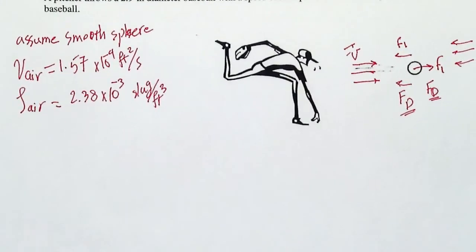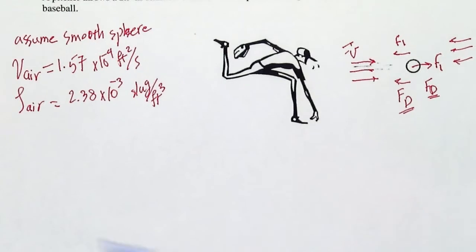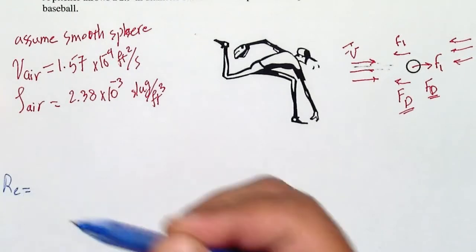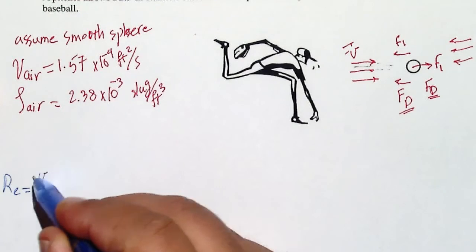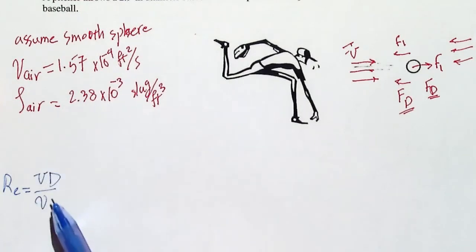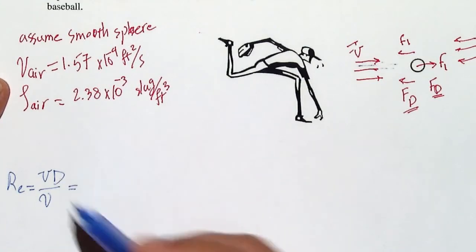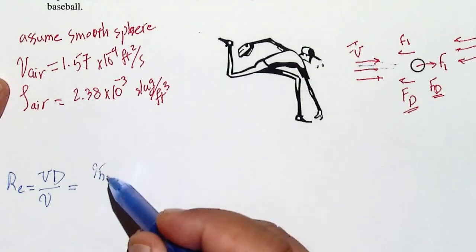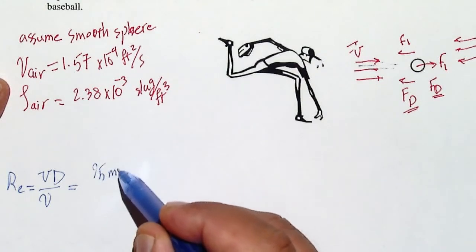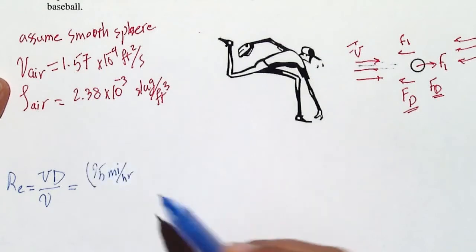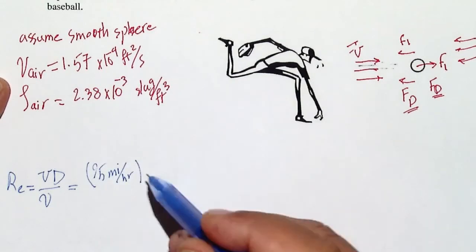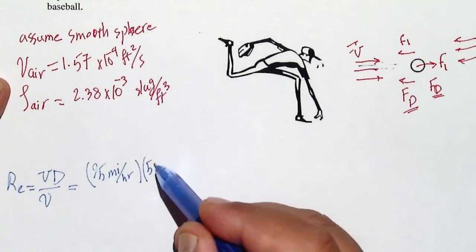Okay, so what should I do for the first part? At first I have to find out the Reynolds number, right? That's the first thing that you have to find. The Reynolds number is UD over nu, which is the equation for Reynolds number. So velocity times the characteristic length over nu, or rho over mu, is going to be your equation for Reynolds number. Okay, so velocity here is 95 miles per hour, right? You have to change it to feet per second, right? So I will multiply that by 5,280.